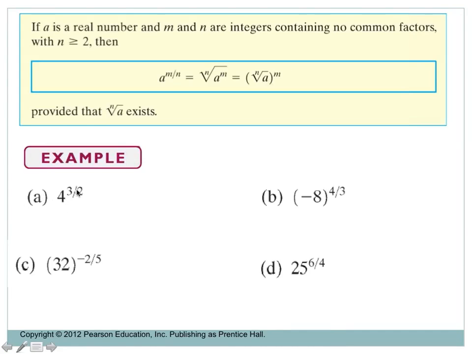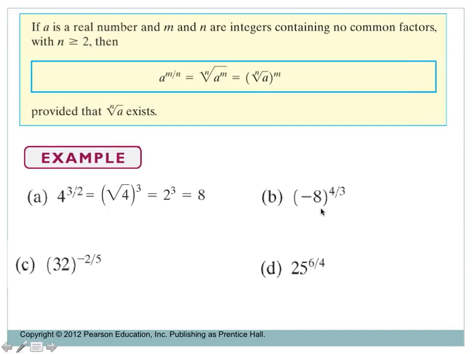So let's say we have 4 to the 3/2 power. We're just going to rewrite that. This 3 stays as an exponent, but the 2 becomes our root since it's in our denominator. That's just using the rule that we used on the previous slide. So really what we have is the square root of 4 raised to the 3rd power. Now you all know that square root of 4 is just 2. So all we have here is just 2 cubed, which just gives us 8.